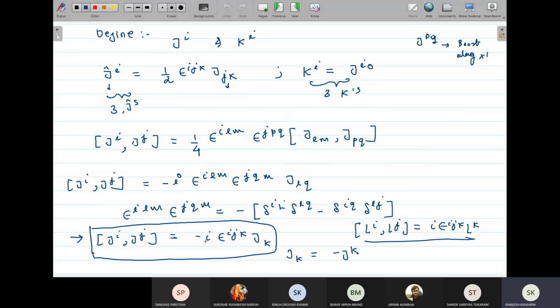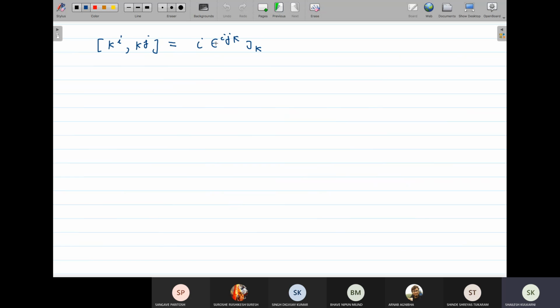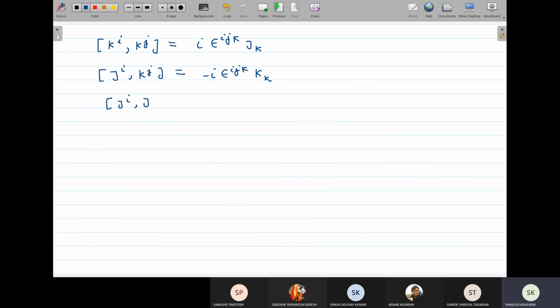Jij gives minus I epsilon ijk jk. Ki kj is I times epsilon ijk jk. And for the rest, the commutation relation of kj gives you minus I epsilon ijk kk. What are these commutation relations telling you? So I will rewrite the first commutation relation.